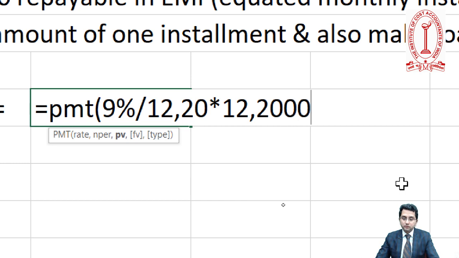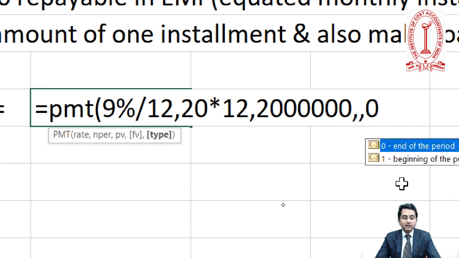So this future value. After 20 years, do I pay something lump sum? Nothing. Type. If I don't specify the type, then by default Excel will assume it to be at the end of the period. Still, if I want to define type, I will say 0. Future value I'll have to skip and I'll say type as 0. Even if I don't specify type, by default Excel will assume it to be 0.